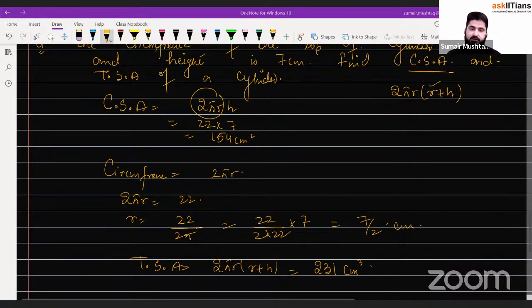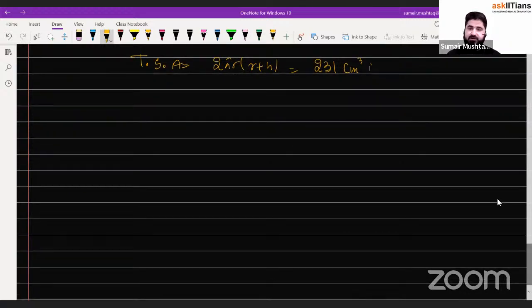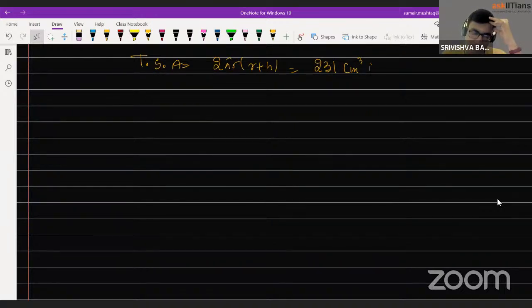Shri Vishwa, you got how it is to be done because you also got the answer, sir. Yeah, actually I got the answer, radius is 7 by 2. Maybe in the final step I made some mistake. So there might be some calculation error. Don't worry. Okay, put your hands down, everyone.